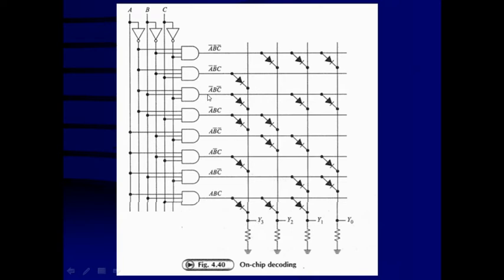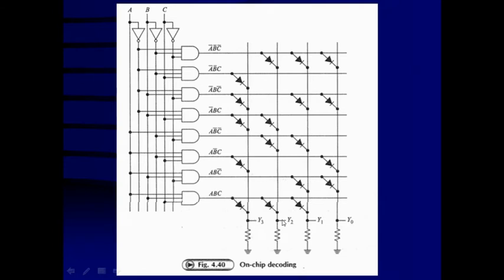That means Y3 is going to be high if this line is activated, or this fundamental product is high, or this fundamental product is high, or this fundamental product is high, or this fundamental product is high. That way you are getting one Boolean equation, which is nothing but the sum of product equation for output Y3.